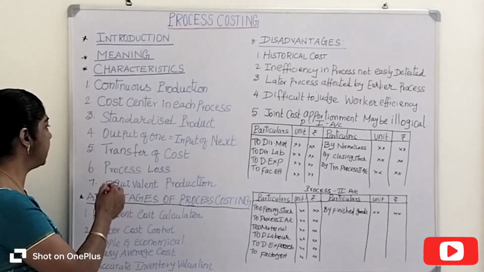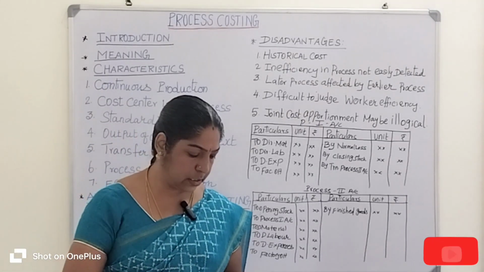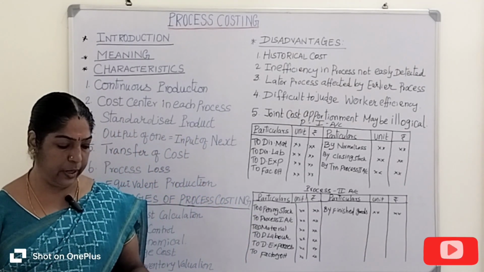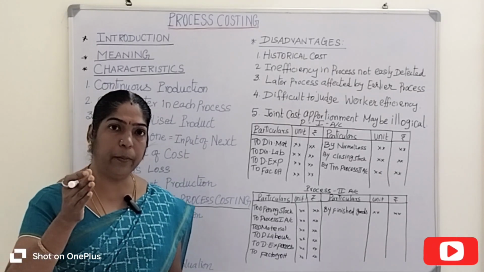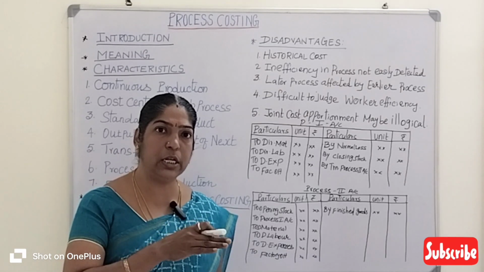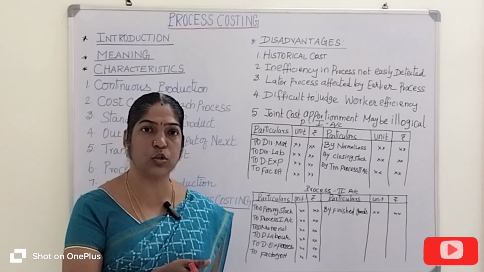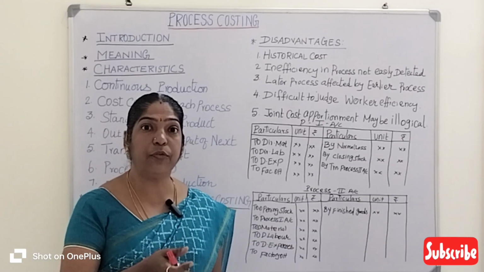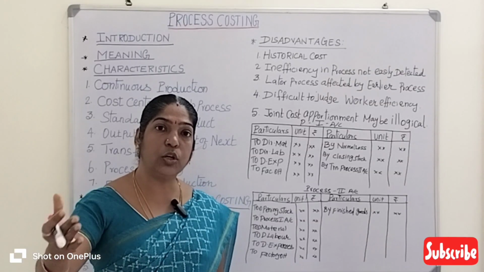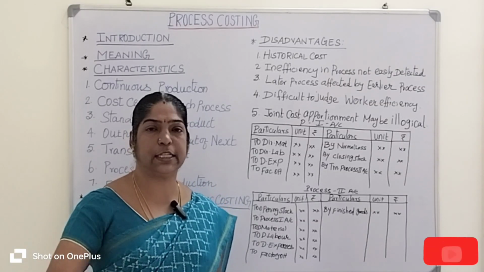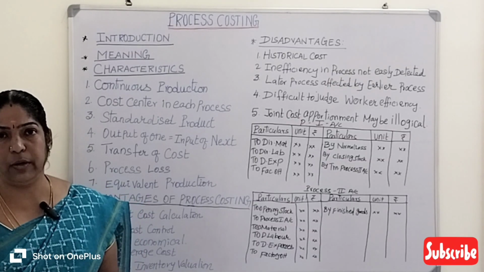Okay, let's come to output of one is equal to input of the next. Is the product completed at one stage? No. Then if the product is completed in one stage, process 1, what happens? If process 1 is completed, that output becomes the input of the next process. Okay, I will explain with a suitable example.